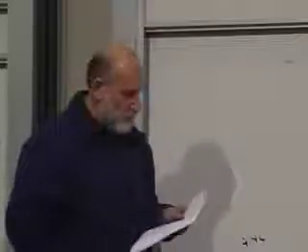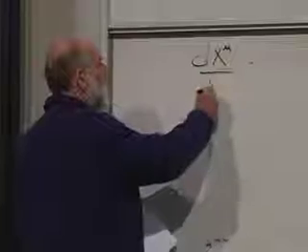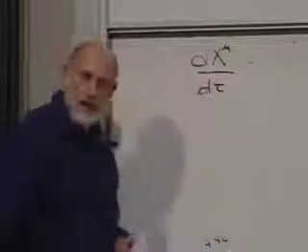Let me remind you what the equation for a geodesic is. It's just the equation of zero covariant derivative of the tangent vector. The tangent vector is dx^μ/dτ, τ being proper time along the trajectory. That's the tangent vector.